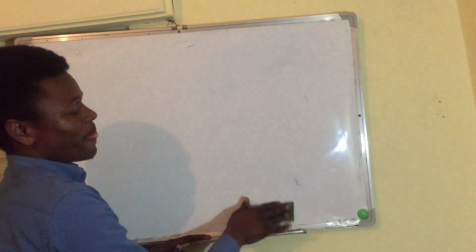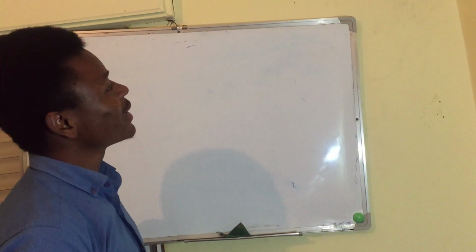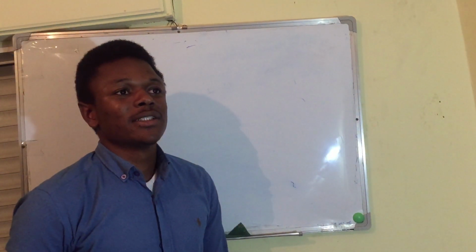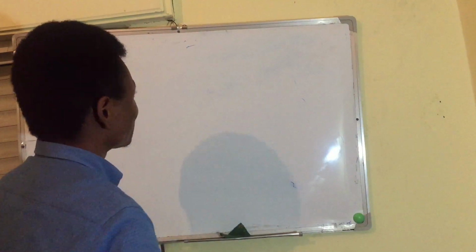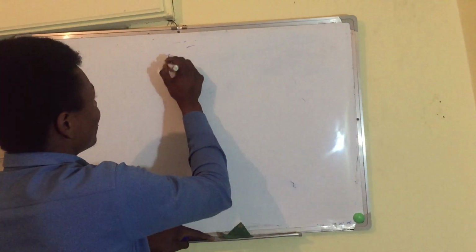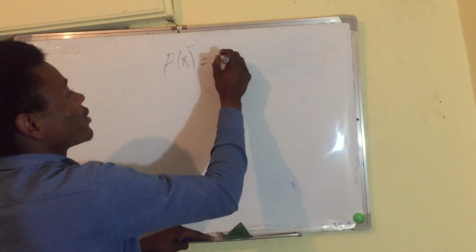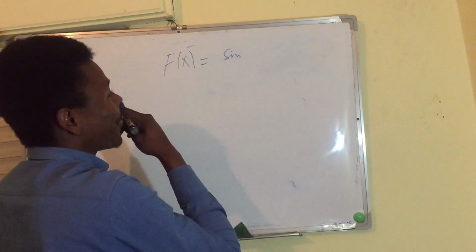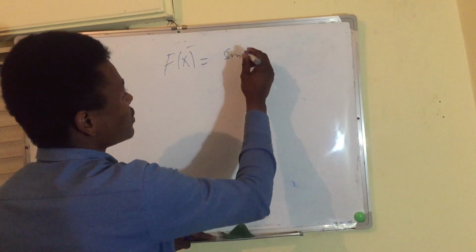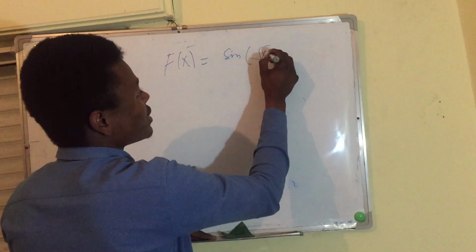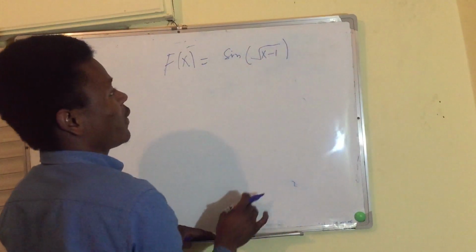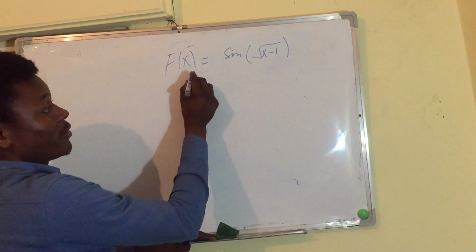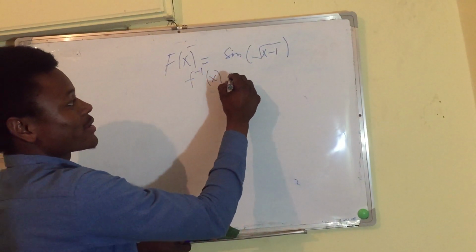Yes, let us think of another example. For example, we have f of x equals sine of the square root of x minus 1, for example, like this. Simple. Find f inverse of x. How?